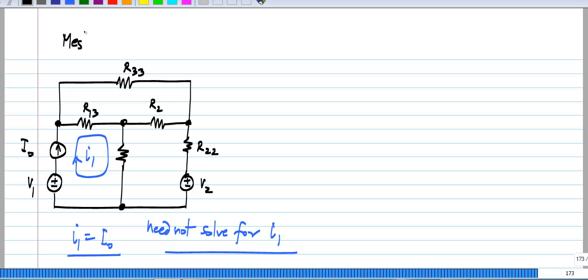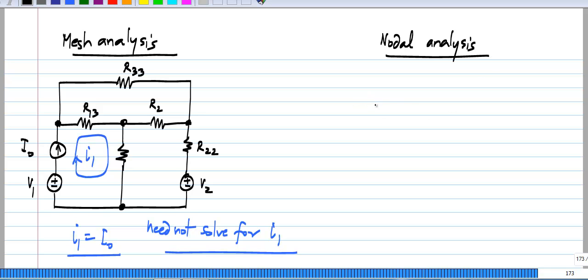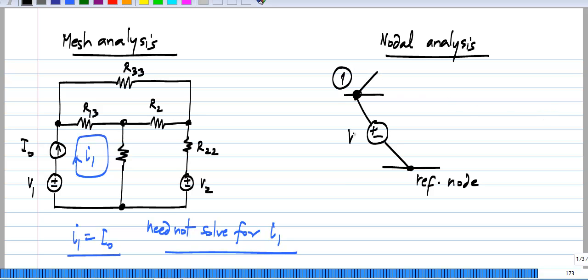So this is mesh analysis, and in nodal analysis, let's say we had a voltage source, an independent voltage source between the reference node and one of the nodes. So let's say this is node 1. A number of other things could be connected to node 1, but the point is you don't have to solve for V1. You know V1 equals V0. So similarly the situation of having a current source on the periphery of the circuit is analogous to this, where you don't even have to solve for this one variable.